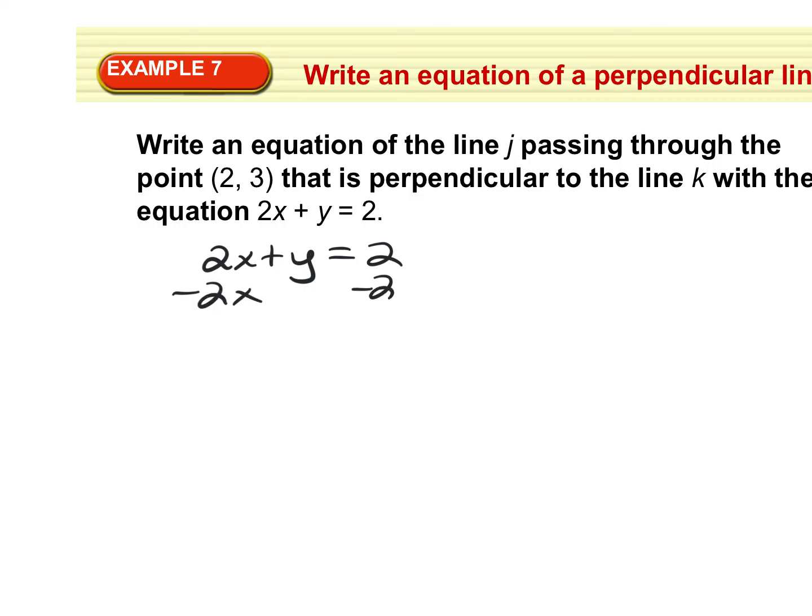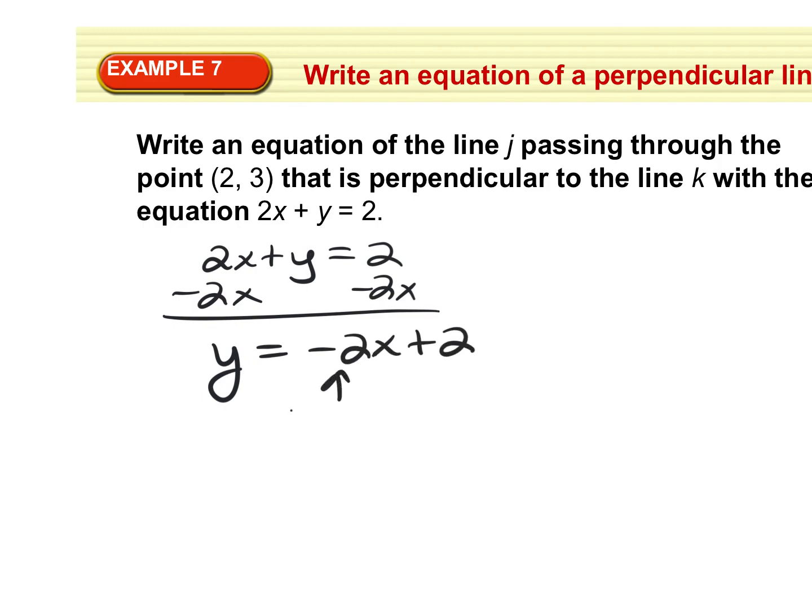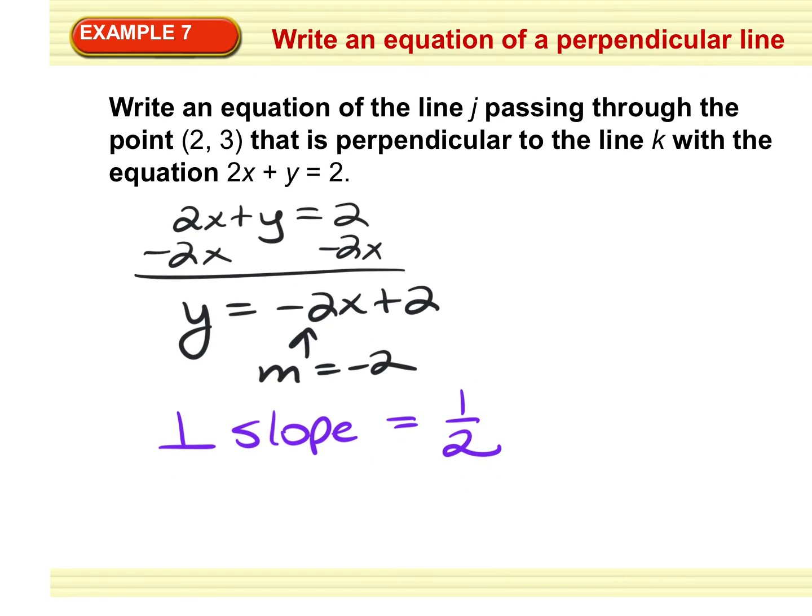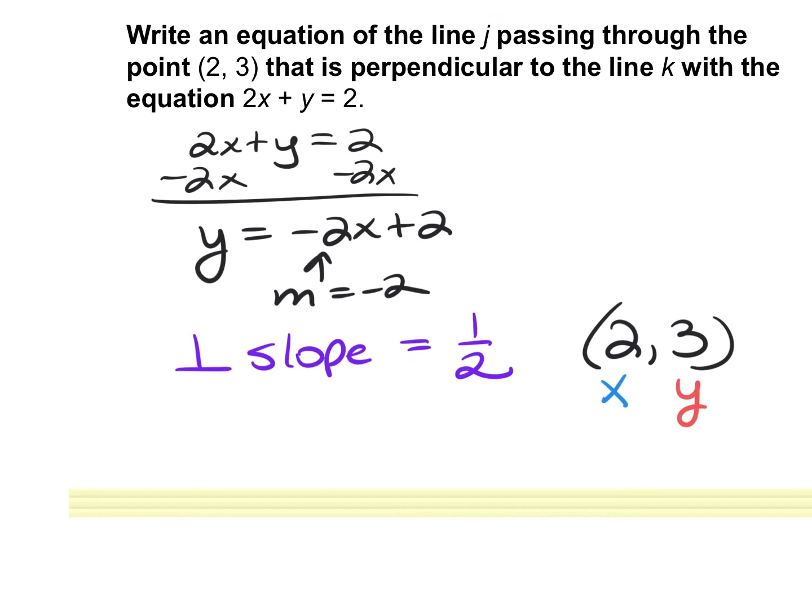So subtract the 2x, and now it's in y equals mx plus b form. So right now, this slope is -2. I need to change this to the perpendicular slope, so I need to change the sign and flip it upside down. This will be the slope I'm using, and again, the ordered pair that I'm using is the 2, 3, and this will be my x, this could be my y, and now let's plug it in.